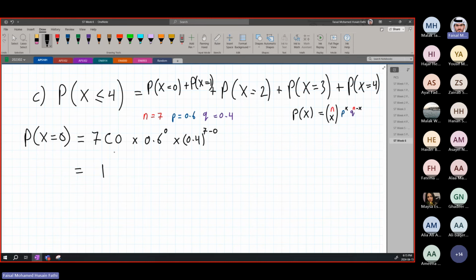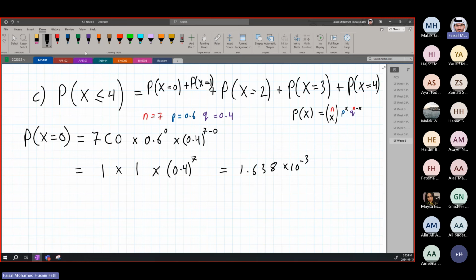So it's going to be 1 times any number to the power of 0 is equal to 1, times 0.4 to the power of 7, which is 1.638 times 10 to the negative 3. When you get 10 to the negative 3 in a calculator, all this means is you are multiplying this number by 10 to the negative 3.